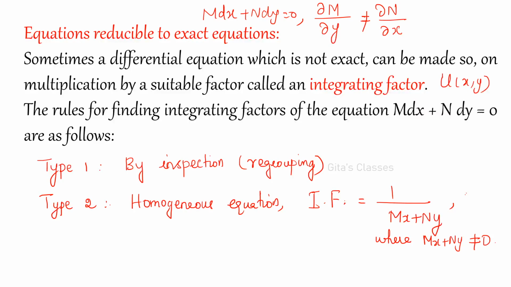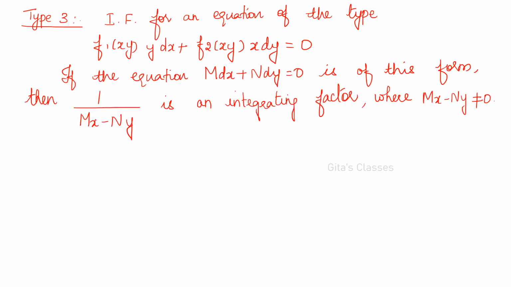Next is type 3. Type 3 is the integrating factor for an equation of the type f1(xy) y dx plus f2(xy) x dy equal to 0. If the given differential equation is of this form, then 1 by Mx minus Ny is the integrating factor, where the denominator is not equal to 0.